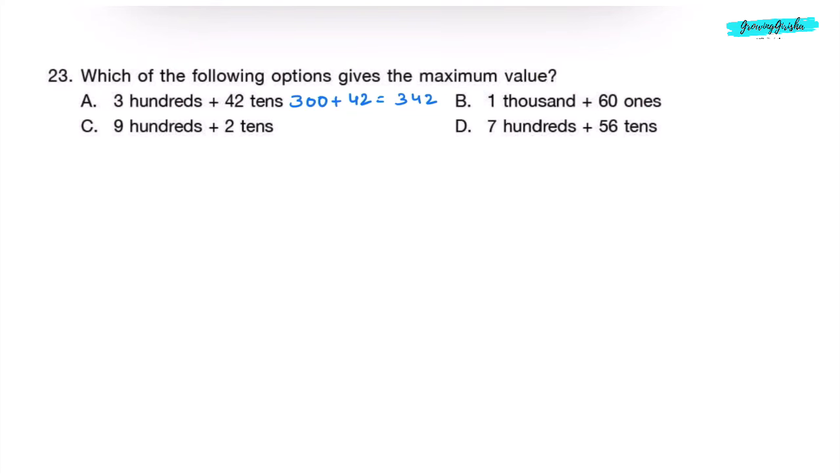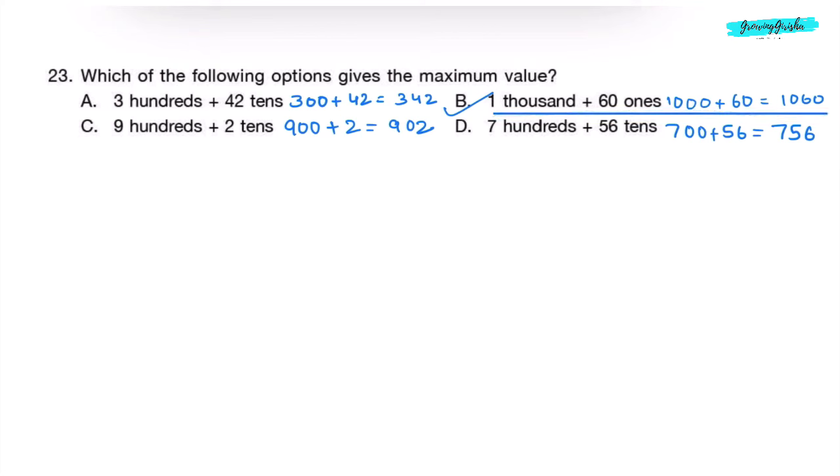Option B, 1000 plus 60 tenths. It is equal to 1060. Option C, 900 plus 2 tenths. It is equal to 902. Option D, 700 plus 56 tenths. So which number has the maximum value? Yes, option B, 1061. Correct answer is option B.